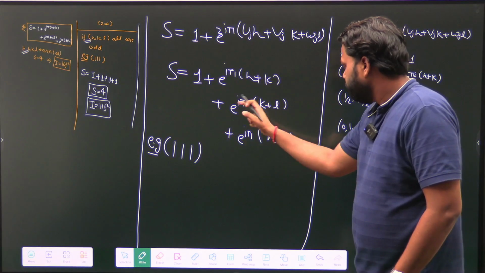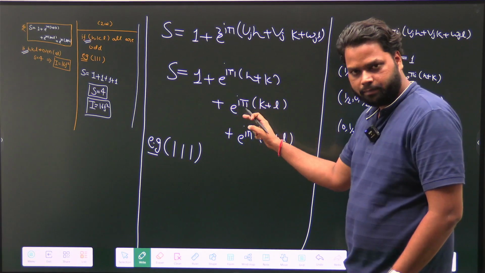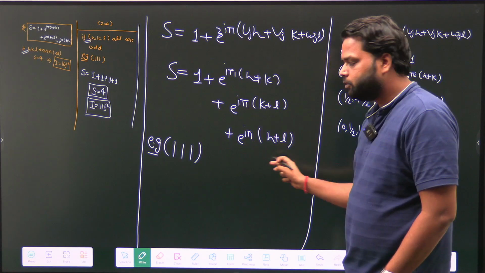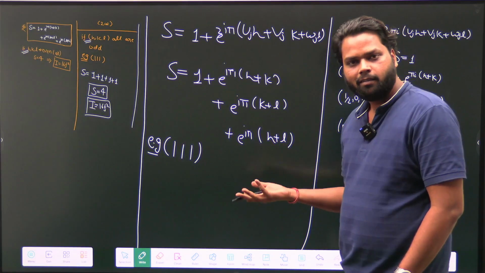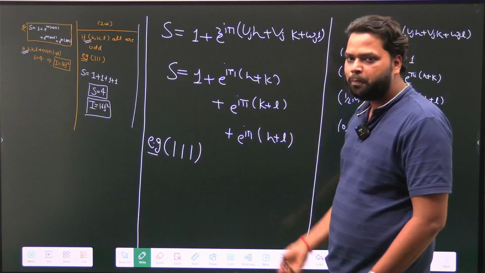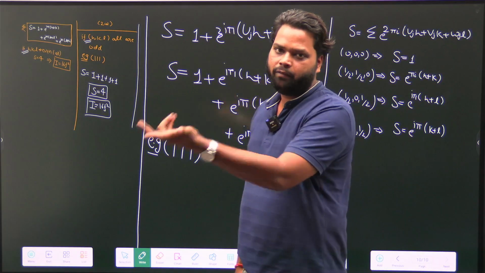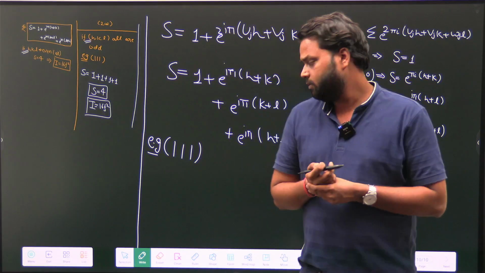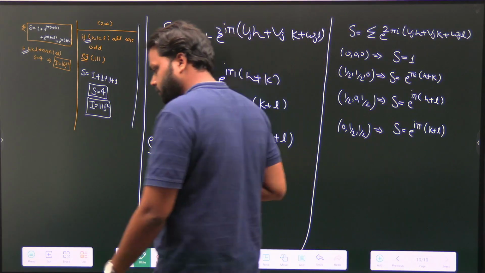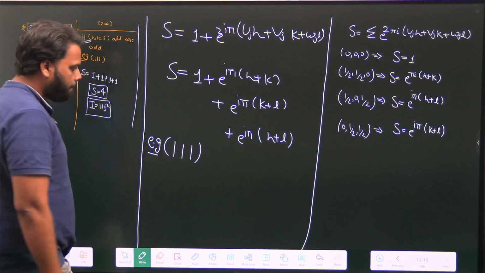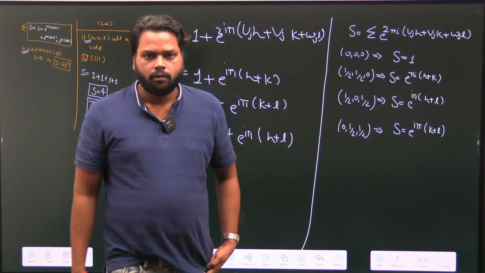For k plus l, this value will be 2 pi I, and this value will also be e to the power 2 pi I. And e to the power 2 pi I is what? cos 2 pi plus I sin 2 pi. Sin 2 pi will be 0, cos 2 pi will be 1. So where is the problem? Everything is coming out as 1, right? Is the doubt clear?